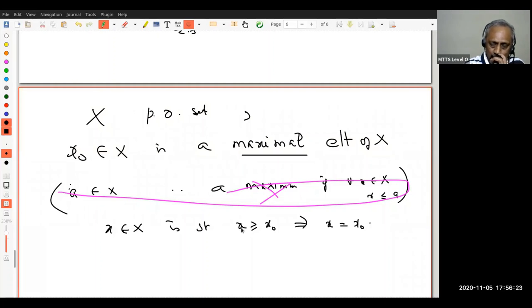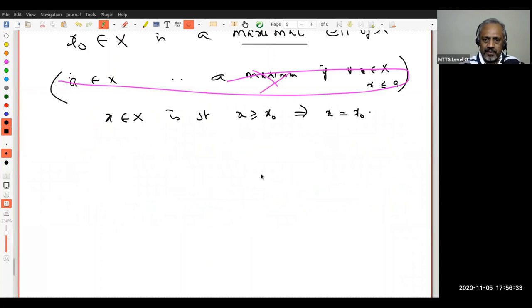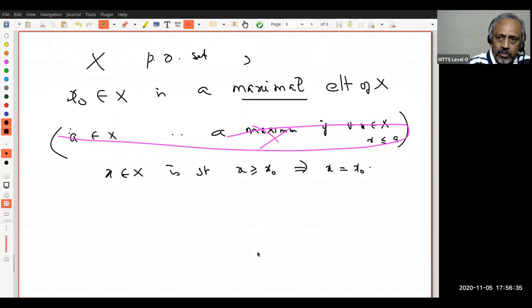Maximal element and maximum are different. I am going to give a very concrete example, and with that we will stop. We will take it up in the next lecture. Okay. So what is a maximal element? So x naught is a maximal element if you tell me that some element x is better than or greater than x naught. Well, what do I mean by this greater than or equal to x naught?